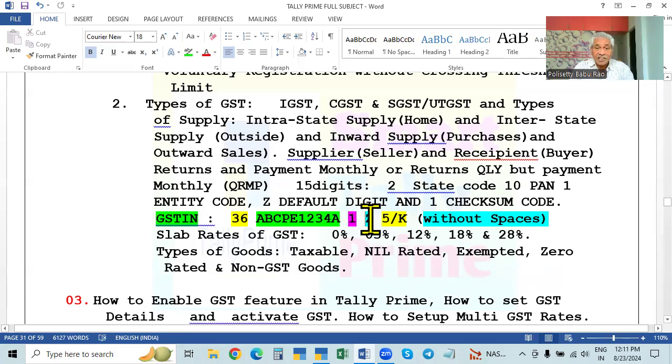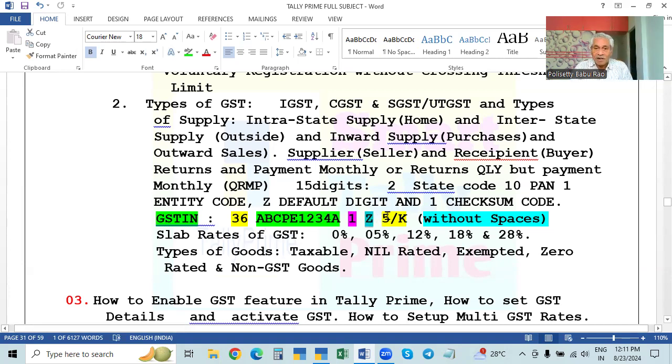And then the next one is Z. This Z is called the default digit. Default digit means this is the same for all people. The PAN card, state code and all this make up the total registration number; the GST number will be different for different people. No two numbers will be the same. Each one will be different for different registrations. But in all India, for all registrations in India, the Z will be there. It is there for every registration, and that's why it's called default. This is a default digit. It will be present in all registrations.